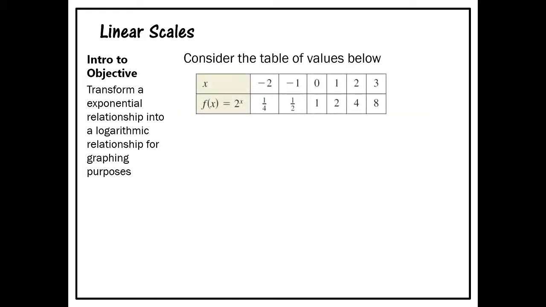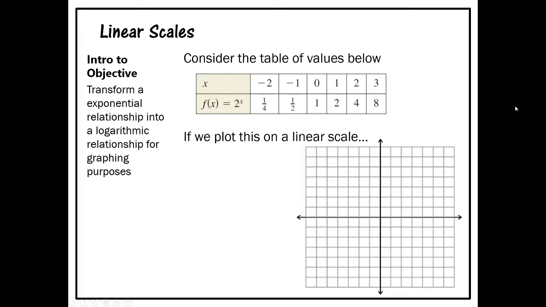Consider the table of values that we have below. We have x values of -2, -1, 0, 1, 2, and 3. And then we have y values, essentially a function of x values, of a quarter, a half, 1, 2, 4, and 8. Now if I just plot those using the scales that we have had beforehand, like in a linear scale, where we have a 0, 0 here, and we have a -1, -2 to the left, and a 1, 2, 3, etc. to the right of that, I'm going to plot -2, a quarter.